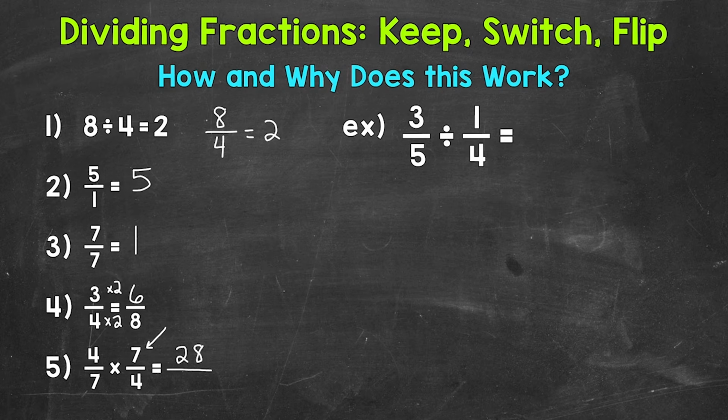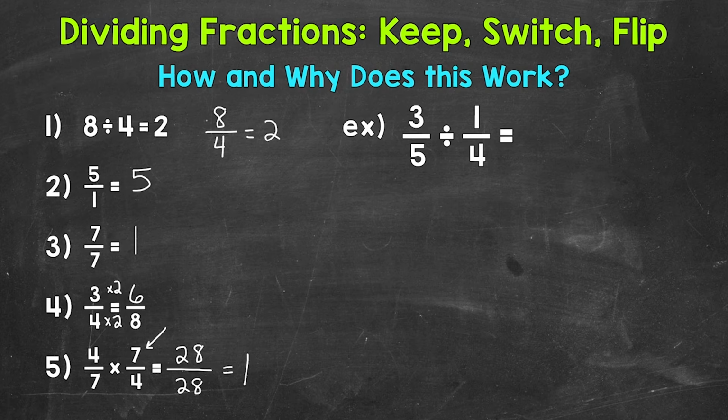Now let's multiply the denominators, the bottom numbers. 7 times 4 is 28. So we end up with 28/28, and we know that if we have the same number on top, the numerator, as we do the bottom, the denominator, this is going to equal 1 whole, or 1.